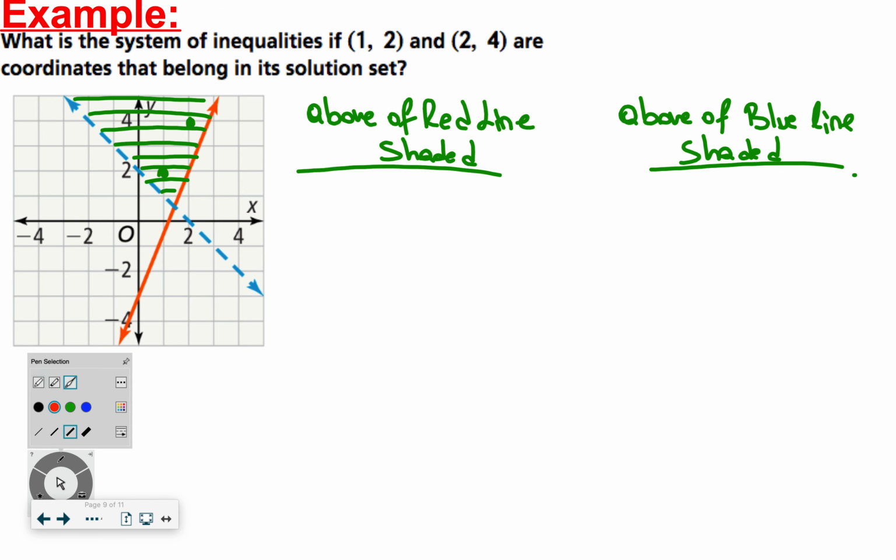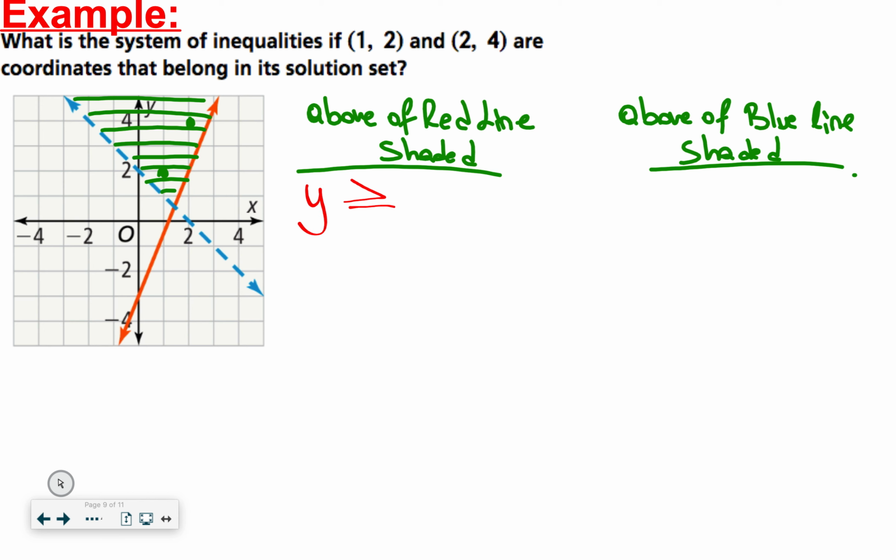We are going to find each equation. First, the red line, and this is the solid line. It's shaded above the line. That's why we know that this must be greater than or equal to. y is greater than or equal to. Now we will find that part.